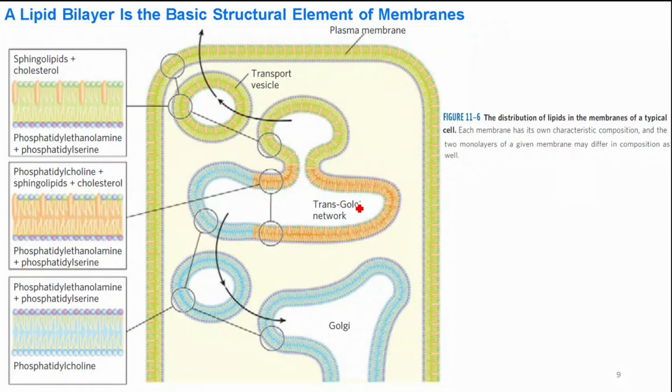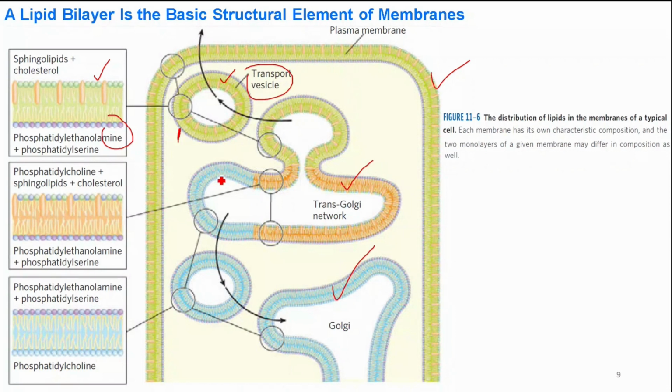Okay, we are moving next. So this is the cell membrane, and this is the transport vesicle containing membrane, and this is the Golgi, and this is the trans-Golgi. We can see here the sphingolipids plus cholesterol are present in the inner leaflet of the transport vesicle, but the outer one, you can see this one, kind of blue or magenta, maybe some color, is showing the phosphatidylethanolamine plus the phosphatidylserine that is present in the outer leaflet of the transport vesicle.